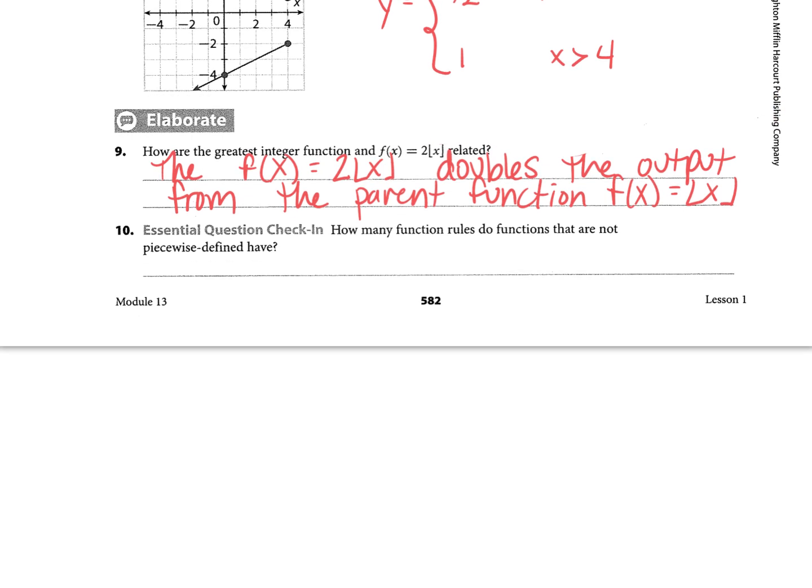10. How many function rules do functions that are not piecewise have? If it is not piecewise, they only have one rule. Functions that are piecewise have 2 or more.